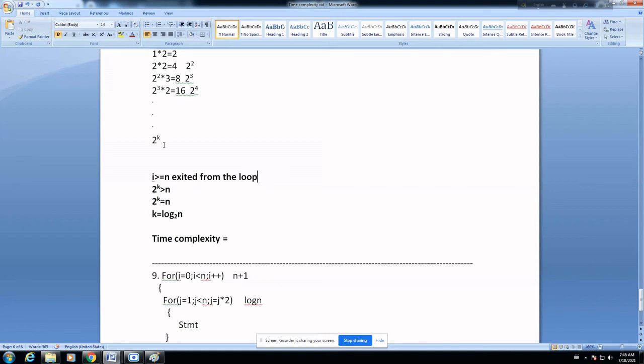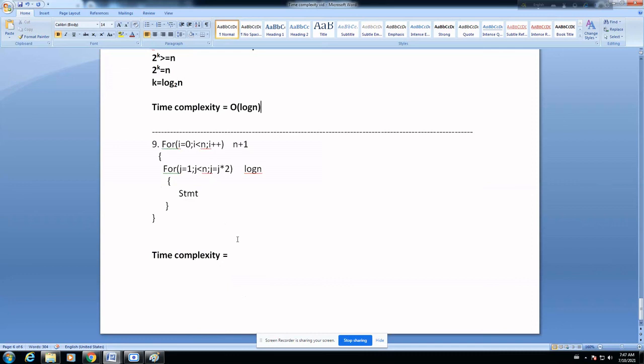So i is represented by 2 to the power k. So we can say that 2 to the power k equal to n. Instead of i, I write 2 to the power k equal to n. Now if I solve this, k equals what? That is log n base 2. So what is the time complexity? Time complexity is O, or order of log n. It's very important.